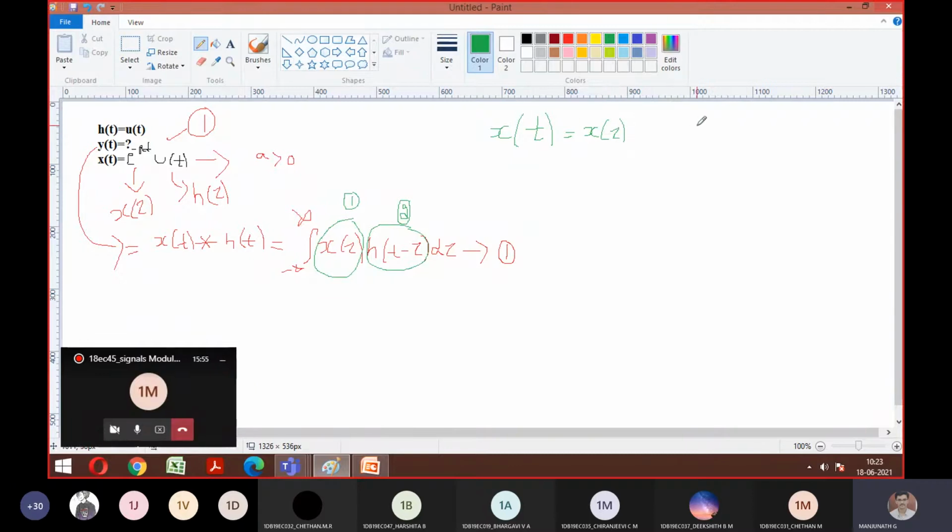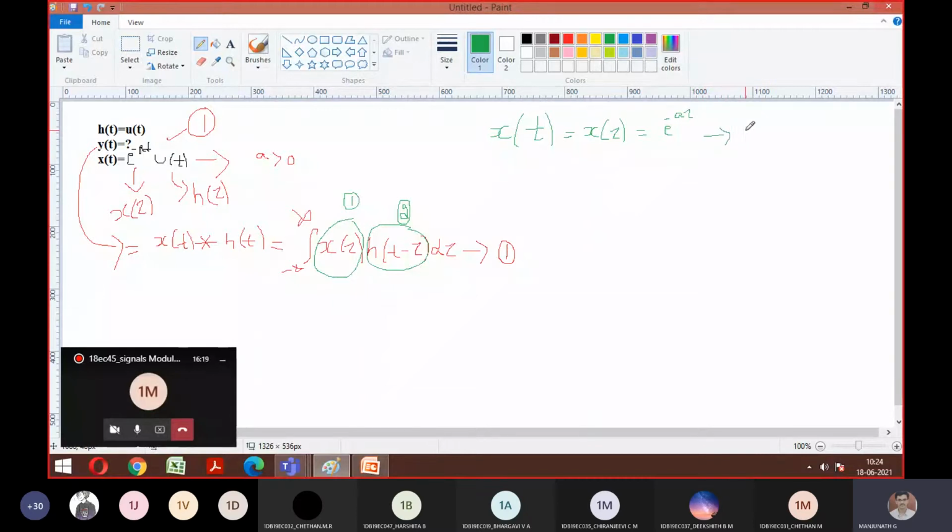At a particular time you have to consider x of tau. In the given question the input is x of t. Now if I consider tau, the formula becomes e power minus a tau. Agree? So instead of t I'm replacing tau. That's it. Am I clear to everyone? Is that okay, guys? Yes, sir. So this is your first thing.